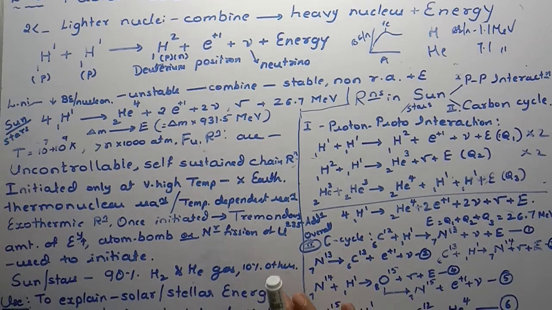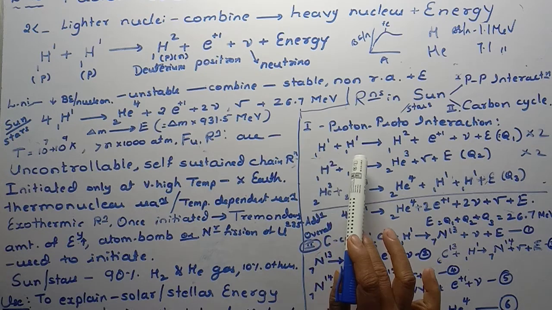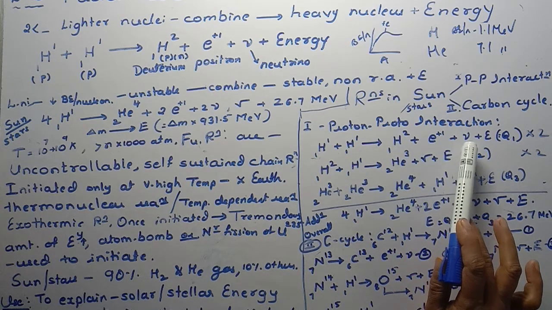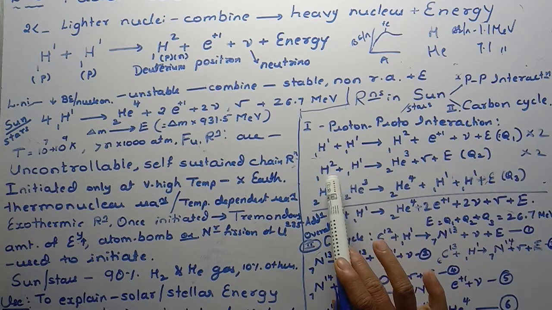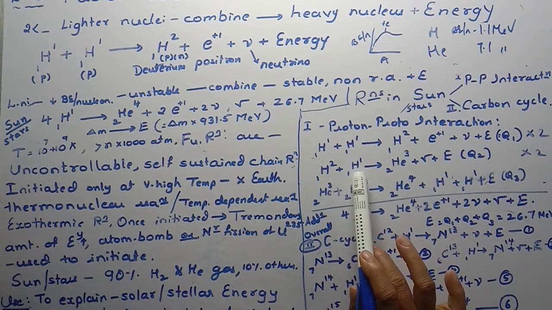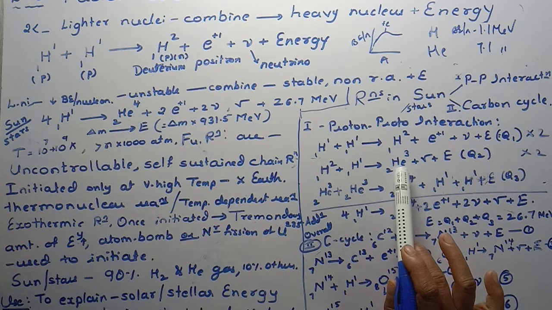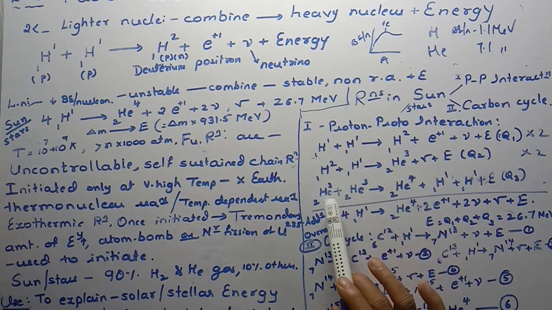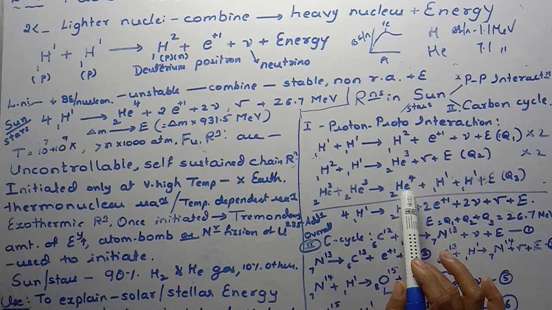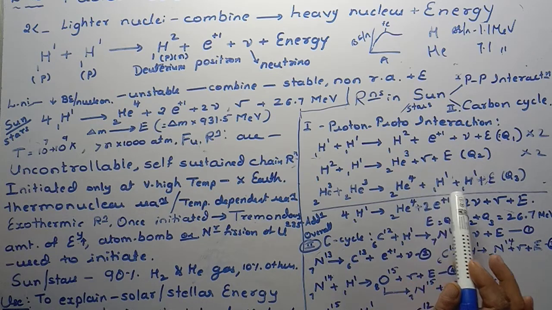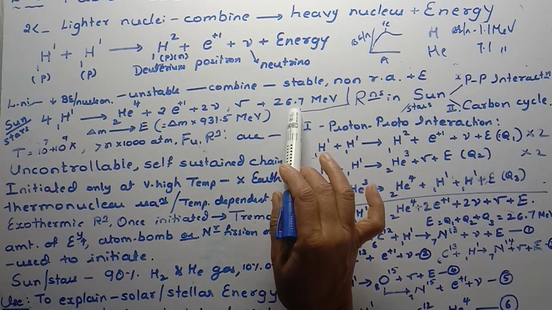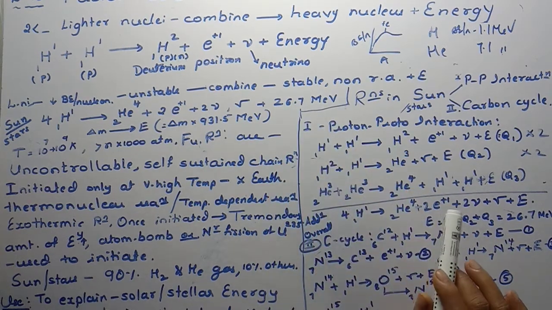In the proton-proton interaction, these are the steps. The hydrogen atom reacts with a hydrogen atom, giving deuterium, positron, neutrino, and energy is liberated. In the second step, this deuterium reacts with a hydrogen atom, giving an isotope of helium, and once again energy is liberated. In the third step, when two such isotopes of helium react, they give helium 4 along with protons and a large amount of energy. The combined energy comes to around 26.7 mega electron volt.